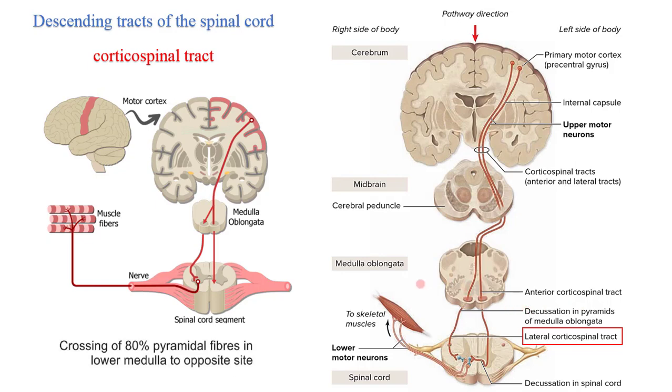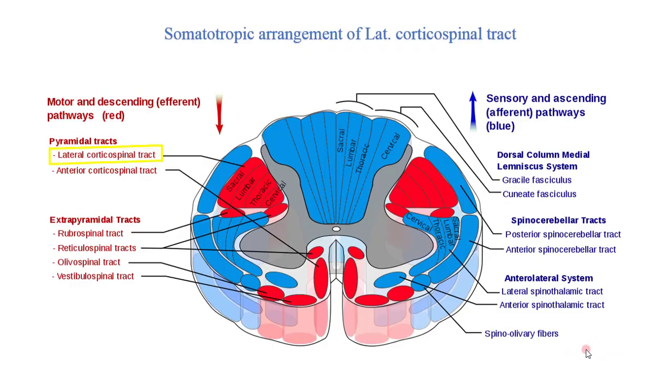The fibers will then travel downwards in the lateral funiculus of the white matter of the spinal cord, forming the lateral corticospinal tract. You can see the location of the tract in relation to other tracts in this image of the transverse section of the spinal cord, seen here. The tract has a somatotopic arrangement, meaning that in the spinal cord, its fibers are arranged in an organized fashion. The fibers from upper parts of the body are more medial, and the fibers from the lower parts of the body are more lateral.